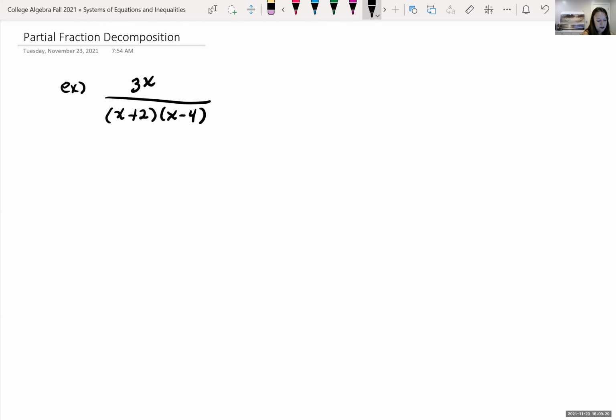If the factor only appears once and is linear in the denominator, we're going to break this down as capital A all over one of our factors in the denominator, so x + 2, plus capital B all over the next linear factor in the denominator, x - 4. If there were more linear factors, I would continue on in this manner until I've gotten through all the factors in the denominator. I will go over what to do if they're quadratic or repeating later in a different example. But this is what we do if they're linear and not repeating.